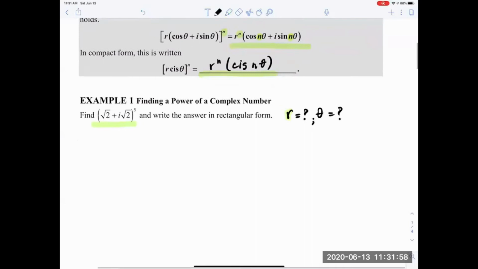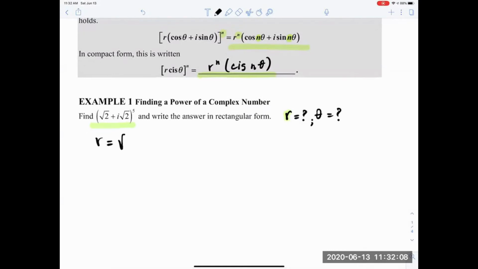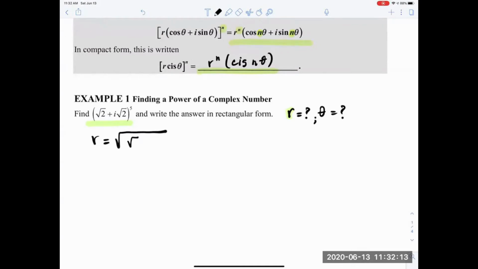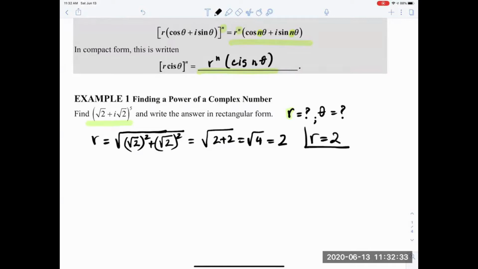And then after that, we have to write it back into the rectangular form. And so in order to find R and theta, R is square root of a squared plus b squared. So our a squared is root of 2 all squared, then plus b squared is also root of 2 all squared. So now you have that. And if you look, that becomes square root of 2 plus 2, which is square root of 4, which is 2. Great. So we find R equal to 2.